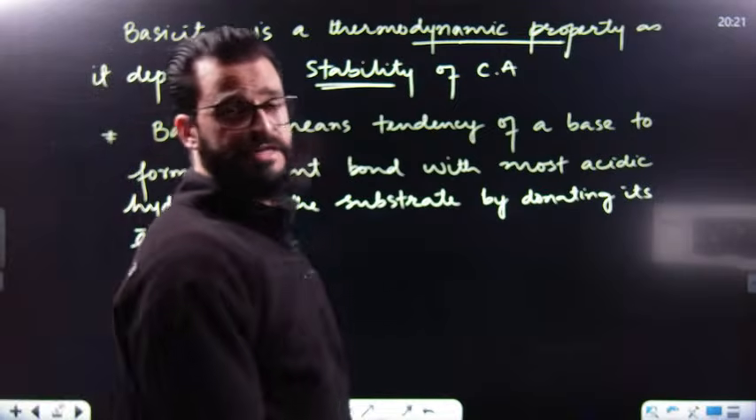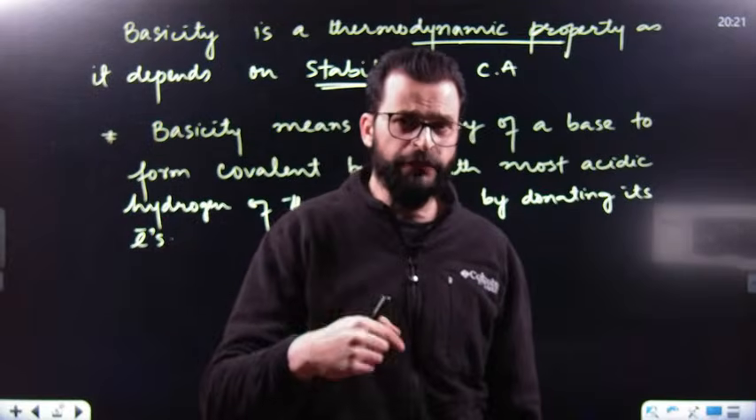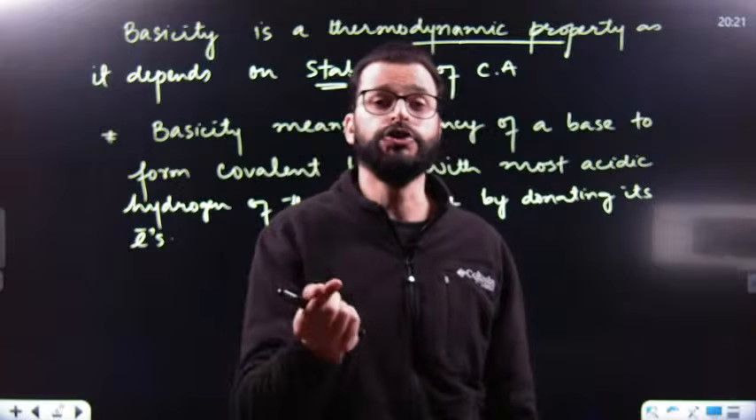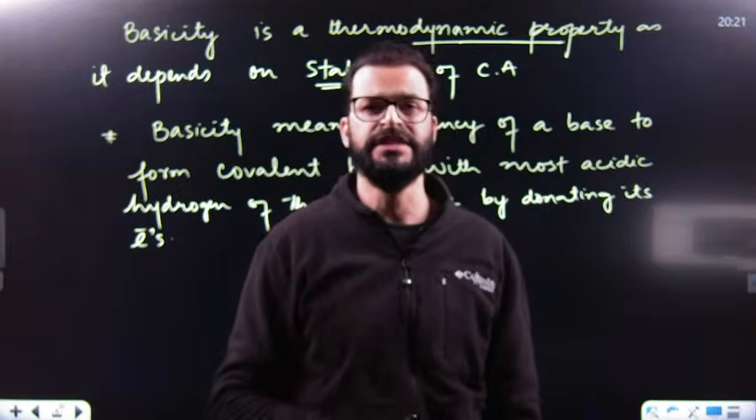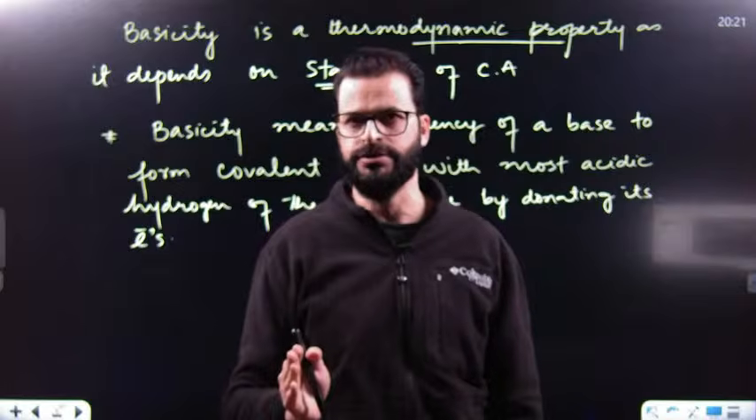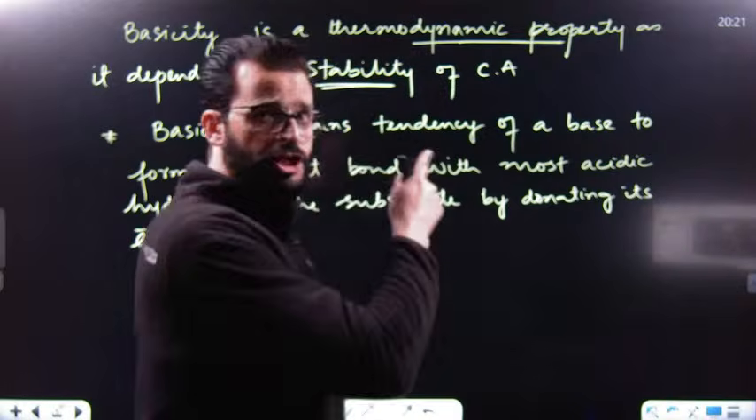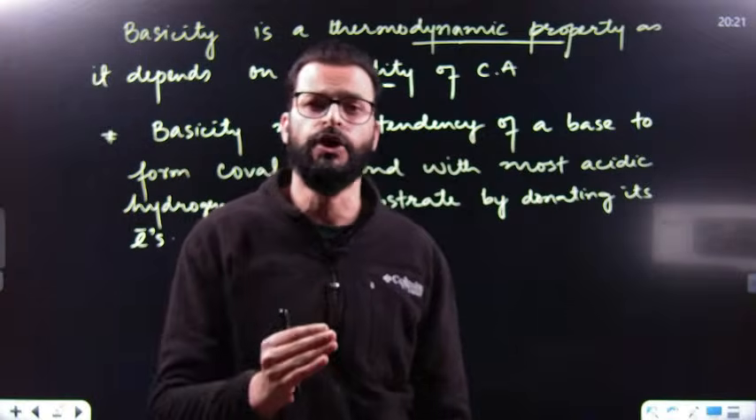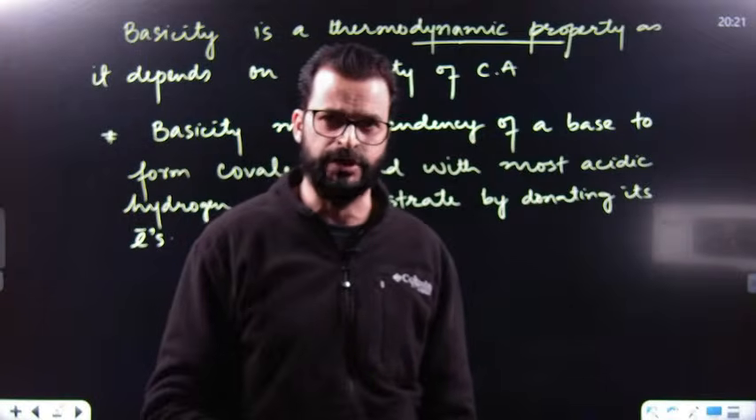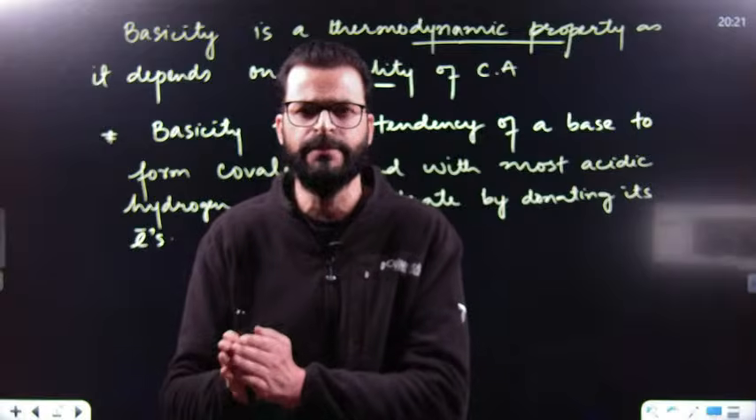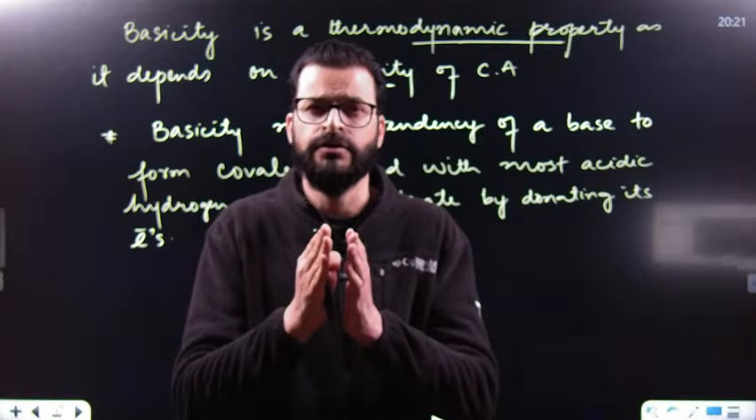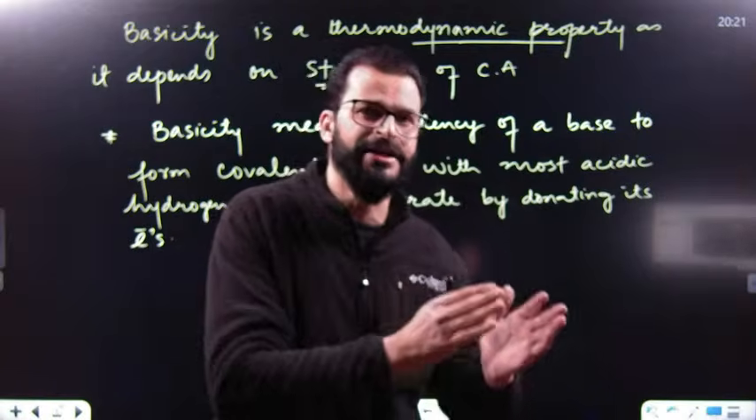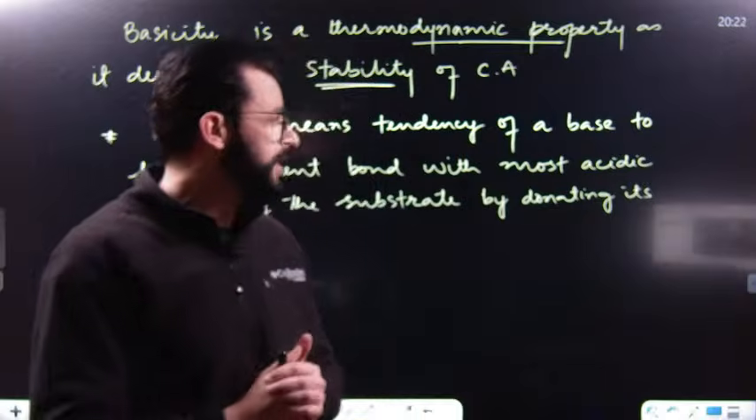So nucleophilicity is the tendency of a nucleophile to donate electrons to form a covalent bond with an electron deficient site other than hydrogen. But basicity is the tendency of a base to donate its electrons to form a covalent bond with the most acidic hydrogen of the substrate. So basicity is a thermodynamic property, and what we call nucleophilicity is a kinetic property. I hope this is clear to everyone.